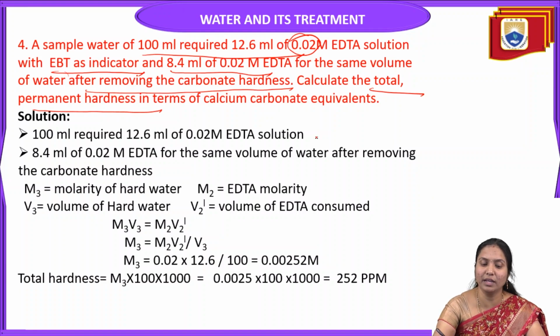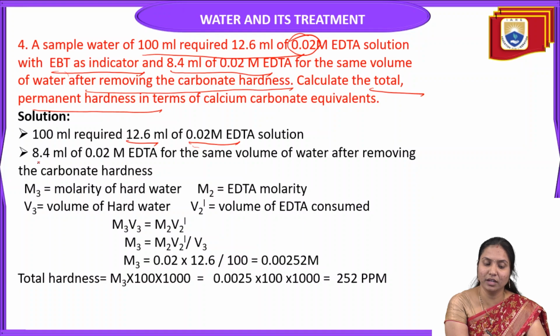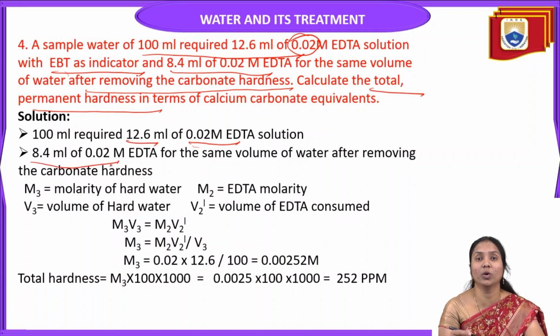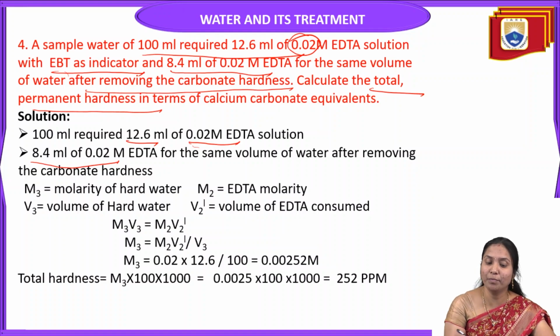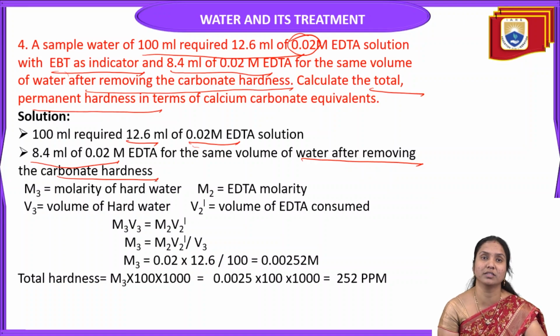Here, in the first case, 100 ml of water sample required 12.6 ml of EDTA, and the molarity of that EDTA is 0.02 M. This is used for total hardness. In the second case, 8.4 ml of EDTA is required, the molarity is the same 0.02 M, and the same volume of water sample, 100 ml. But what is the difference here? We remove the temporary hardness, so we can calculate the permanent hardness of water. So here 8.4 ml of 0.02 M EDTA for the same volume of water after removing the carbonate hardness.